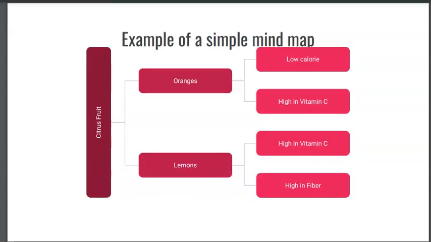So here's an example of a simple mind map. You have one central topic here, which is citrus fruit, and then branching off from that are oranges, and then from that it talks about oranges. So you can see the relationship changing, it's branching. Oranges are low in calorie, high in vitamin C. Another citrus fruit would be lemons, and the same thing. So it kind of follows a hierarchy or a flow of relationship with a central topic.